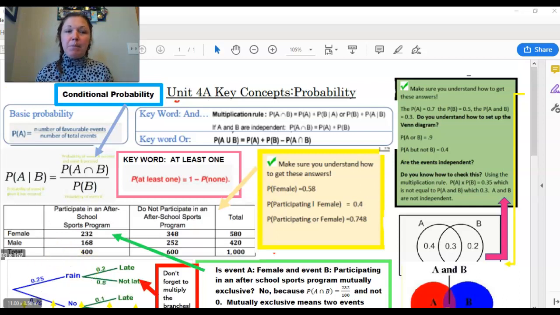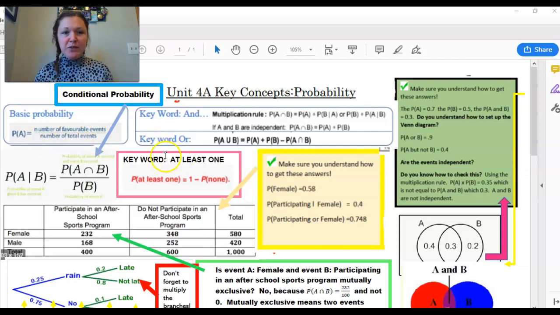Let's start with the basic probability. So basic probability, hopefully we all feel comfortable with the number of favorable outcomes out of the total events. For example, if you were rolling a number cube, 6 sides, that's the total number of events. You want to know the probability of getting an odd number. 1, 3, or 5, that's 3 favorable outcomes out of 6 total, 0.5.